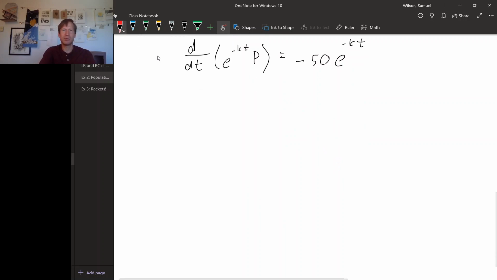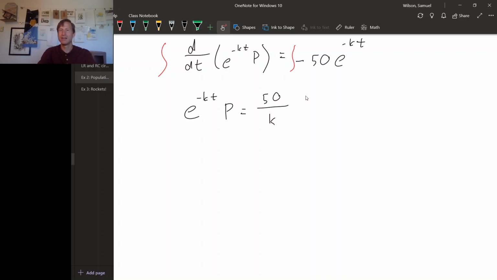Okay, now we can integrate on both sides. On the left-hand side, we get e to the minus kt times p. On the right-hand side, we get, let's see, 50 over k times e to the minus kt plus a constant. And then finish solving for p. So p is 50 over k plus c times e to the minus kt.